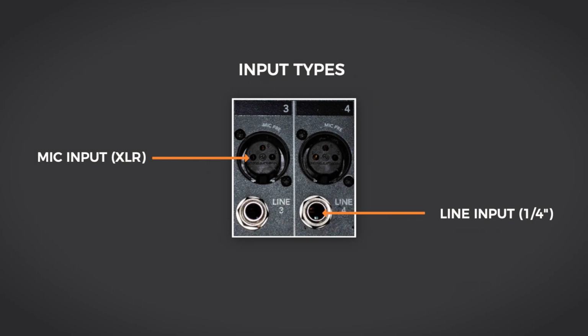The level of the signals we can plug in can vary hugely. Microphone and line level sources are probably the two most common signal types we might want to connect to either a mixing desk or, more commonly these days, an audio interface.